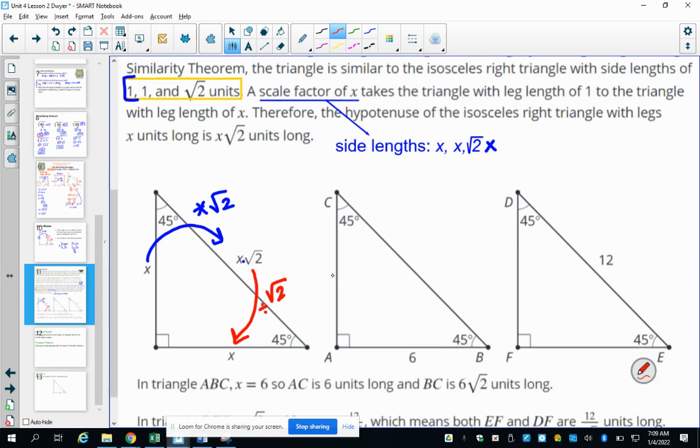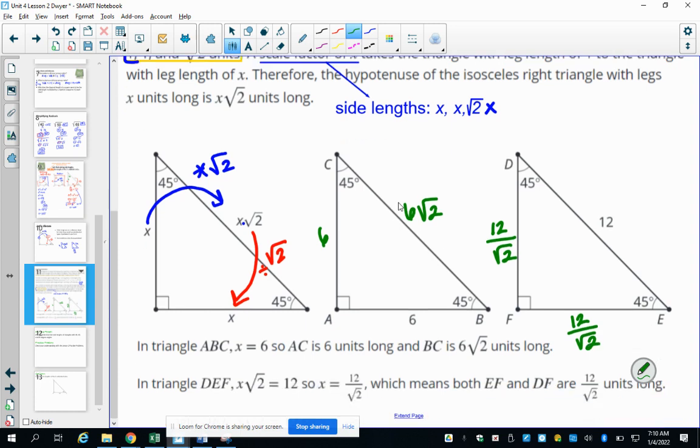So in this one, this other leg here would be 6. So if you've got a 6 here, then this would be 6. And the hypotenuse would be 6 times the square root of 2. Or in this one, we have the hypotenuse. So these legs are going to be the same, and they're going to be the hypotenuse divided by the square root of 2. So that's the generalized form of what you just learned.